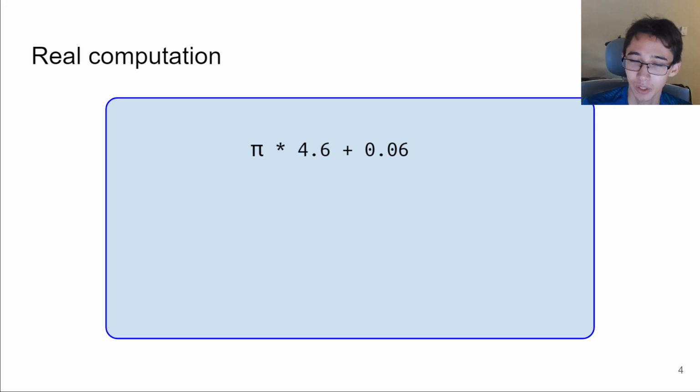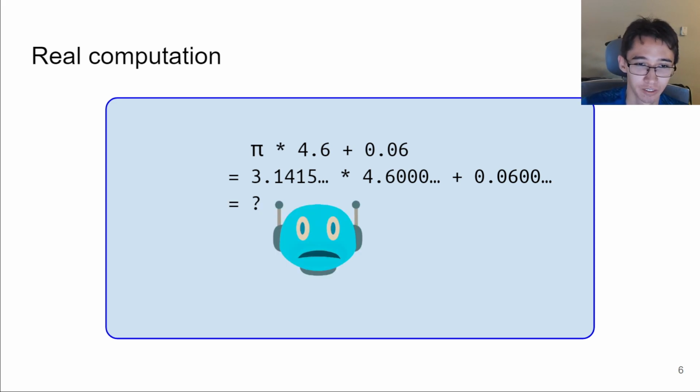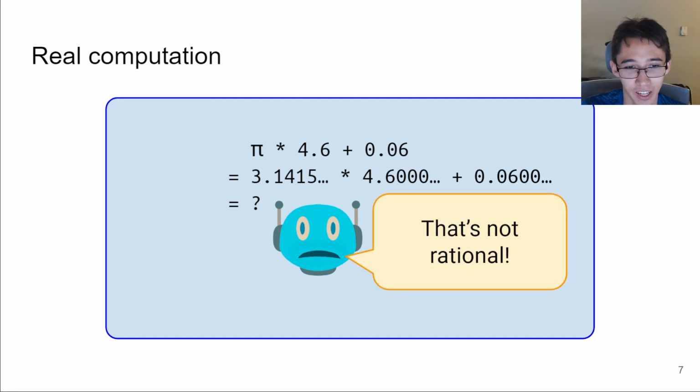So a common question someone might want to ask would be something like this. What is pi times 4.6 plus 0.06? We might represent it as something like this. Pi is some infinite number of digits times 4.6 plus 0.06. And your calculator very helpfully will tell you, well, I have no idea, because pi is not rational, so I can't compute this exactly for you.